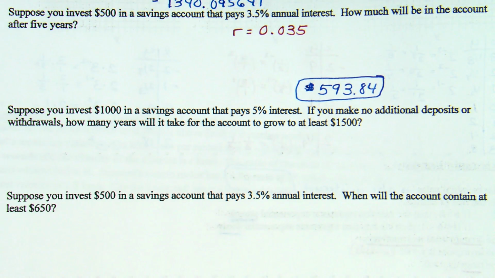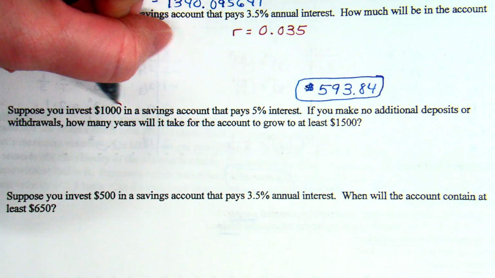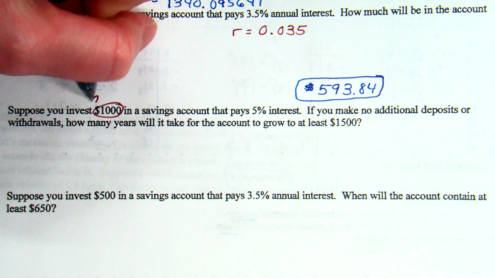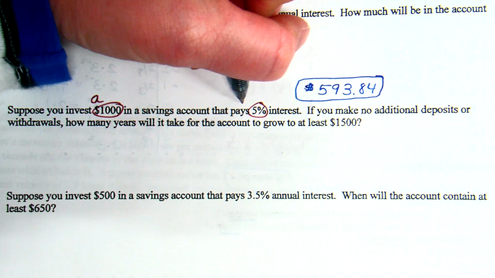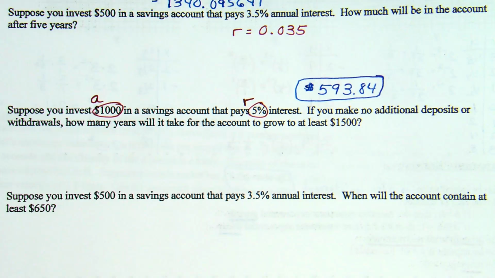Okay, guys, what do they provide? Start with what are they given? $1,000 is my what? My initial value, my A. 5% is my R again, my interest rate.